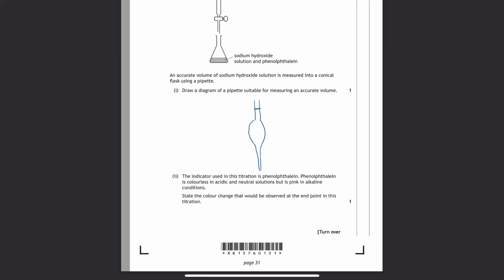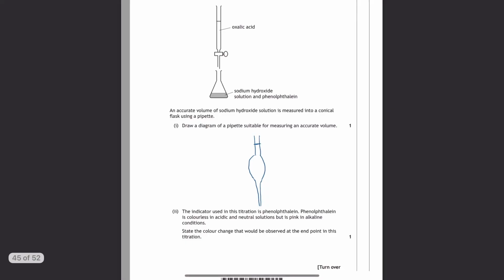So then the indicator used in this titration is phenolphthalein. Phenolphthalein is colourless in acidic and neutral conditions, but is pink in alkaline conditions. State the colour change that would be observed at the end point in this titration. So at the moment your solution is alkaline, so it will be pink, and then when you add the acid, it's going to neutralise it, so it'll become less alkaline, so it should then go colourless once you've added enough acid. So it's pink to colourless for this one.